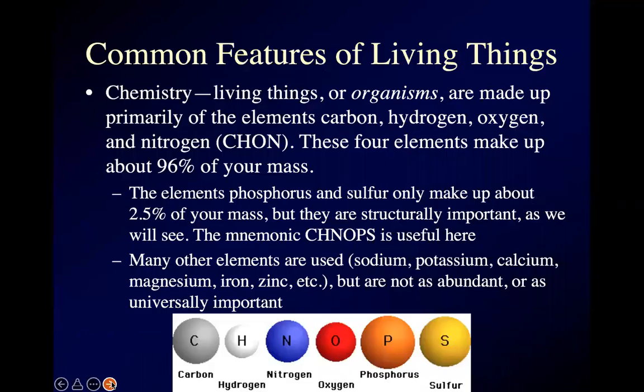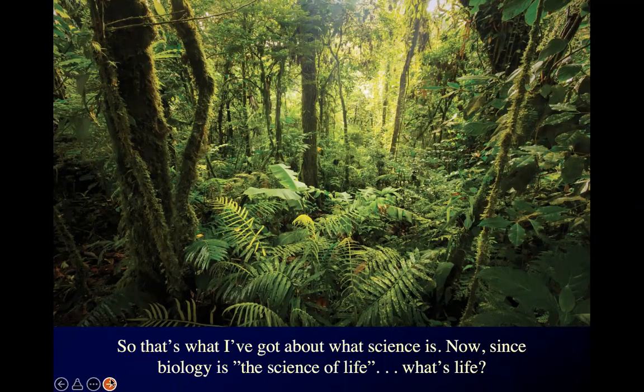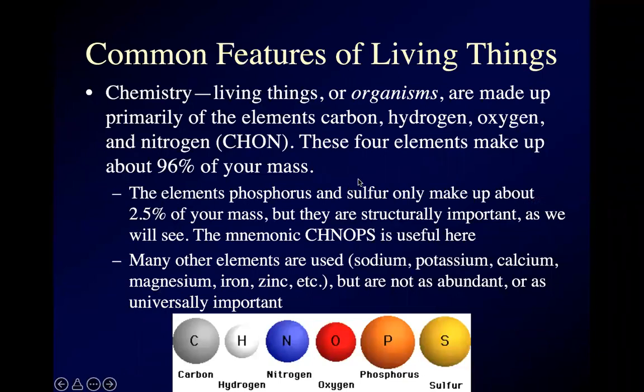But I'll try anyway. All the life that we know is based on a common chemistry. Living things, or as we call them, organisms, are made up, about 96% of their mass, of 4 chemical elements: carbon, hydrogen, oxygen, and nitrogen, which you can abbreviate CHON. As we will see later, the elements phosphorus and sulfur are structurally very important in critical roles, even though they make up only about 2.5% of your mass. So the big 4 would be CHON: carbon, hydrogen, oxygen, nitrogen.